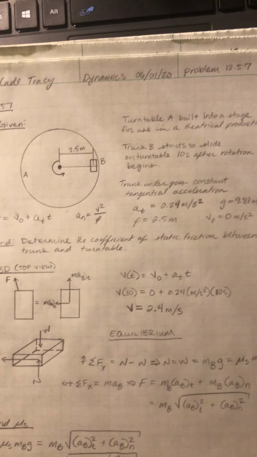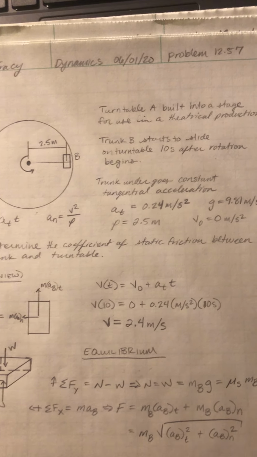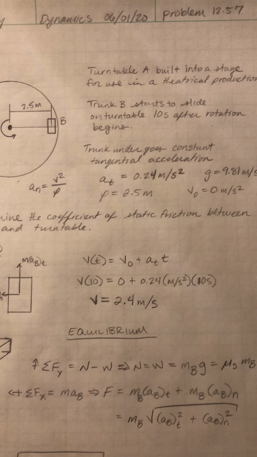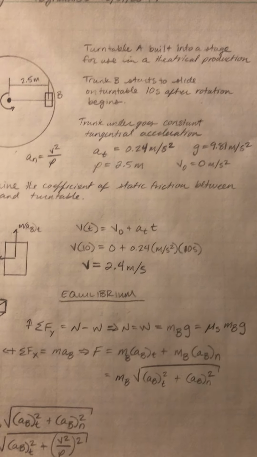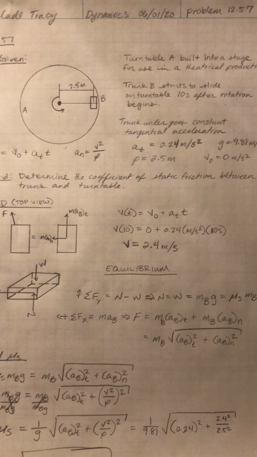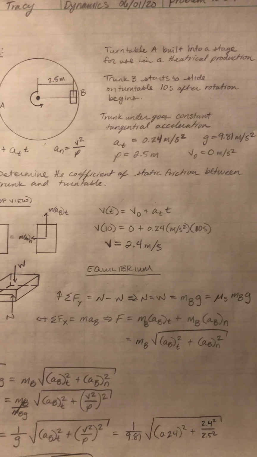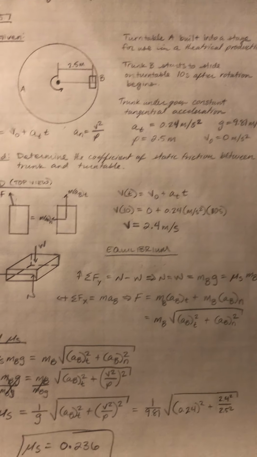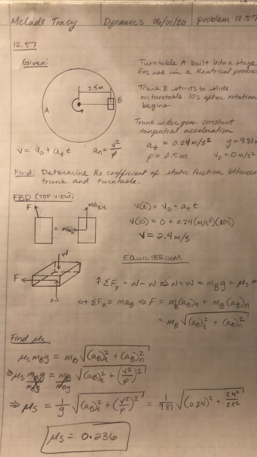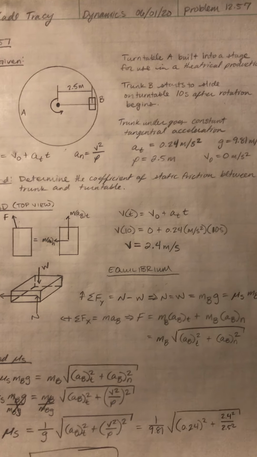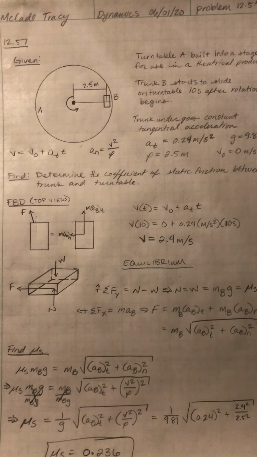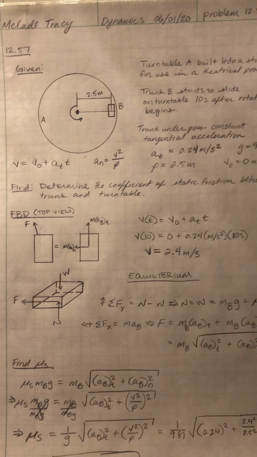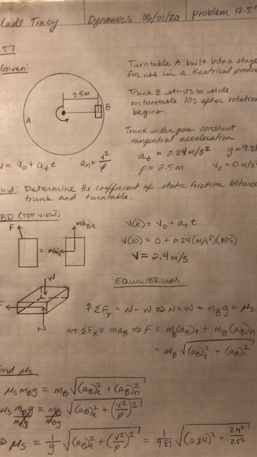Next, we have a turntable and that is being used, and we also have a trunk on this turntable. We are being asked to find the coefficient of static friction between the trunk and the turntable. I haven't done this for a minute, so it was a little bit difficult at first, but knowing our kinematic equations, we find that the velocity is equal to 2.4 meters per second.